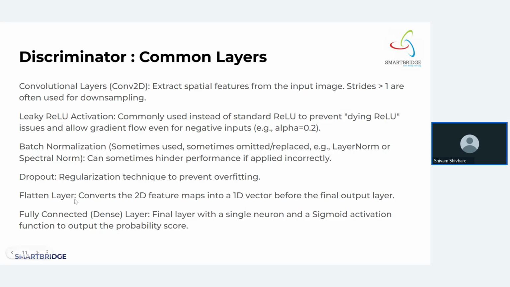Next, the flatten layer. Finally, it will convert that layer and understand the features, and it will start analyzing whether it is matching the same features or not. In that way, the discriminator learns and gives the output.